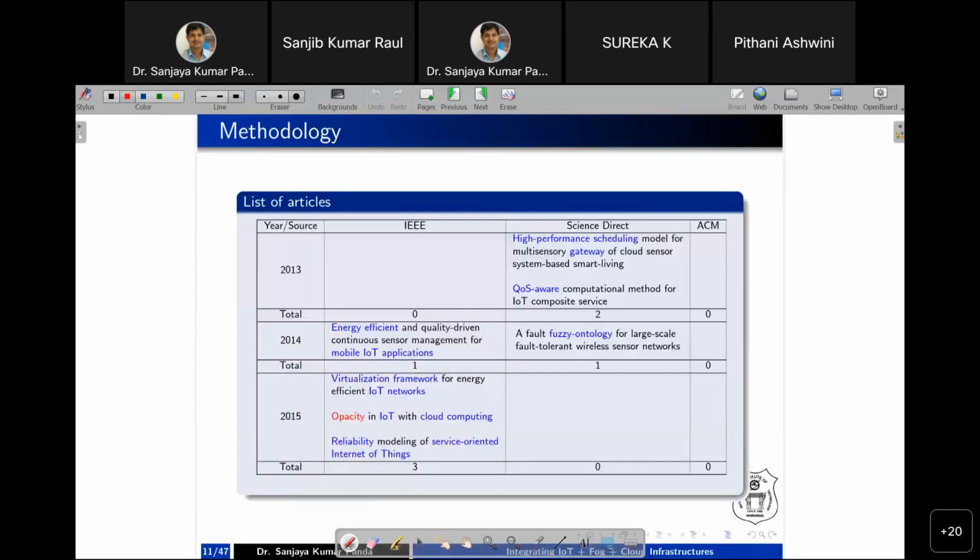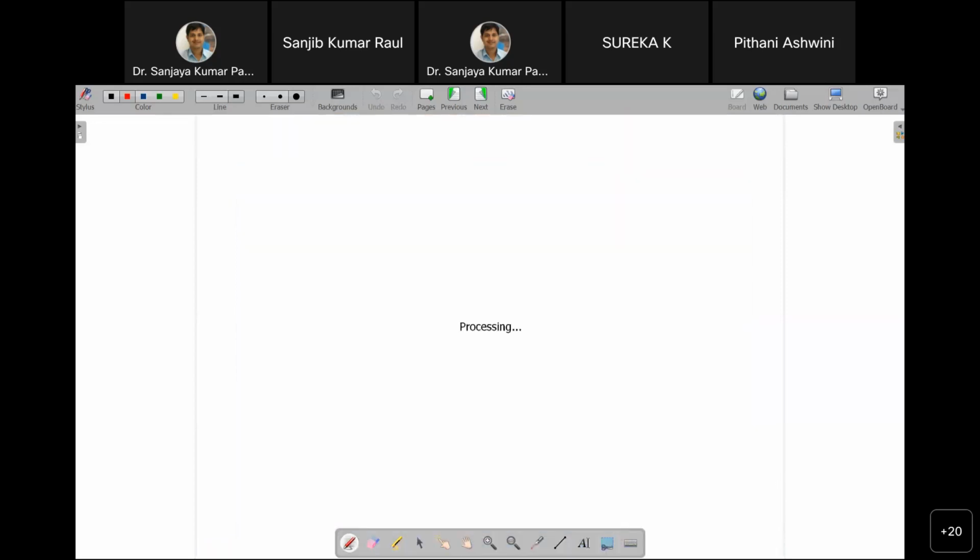Now, many papers are there. They are related to various analytical modeling. So these are the complete one. You can see year-wise I have mentioned here, but I'm not going through each and every one. I'll summarize in the next slide.